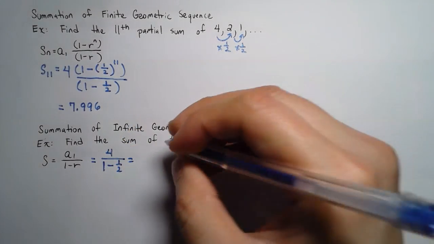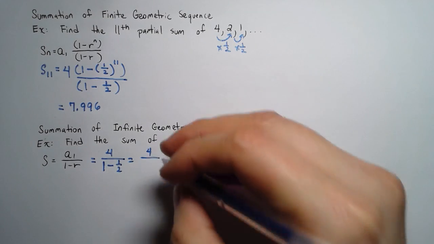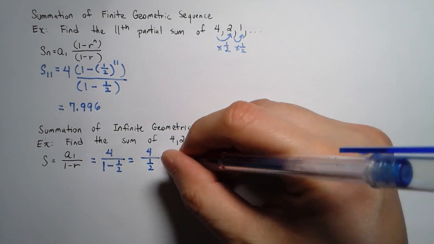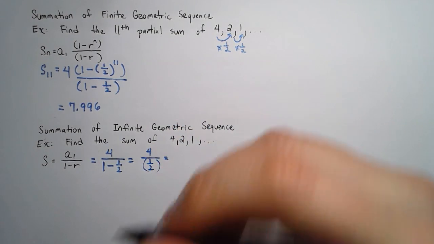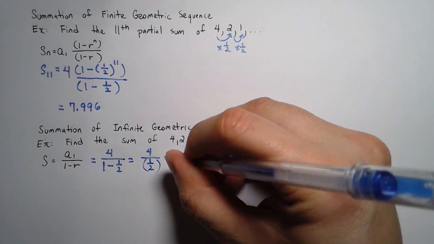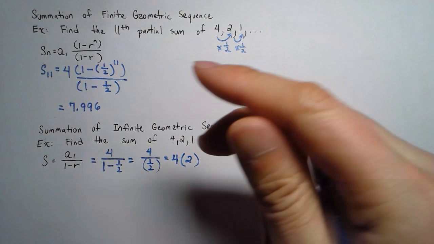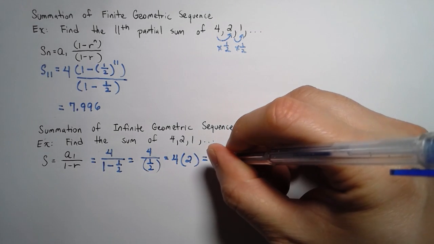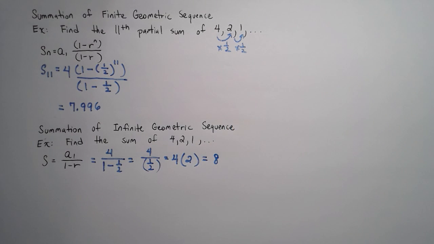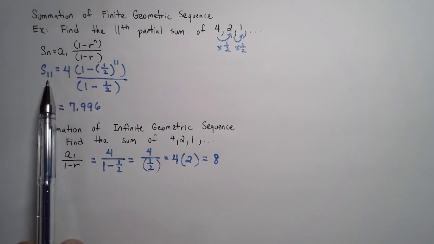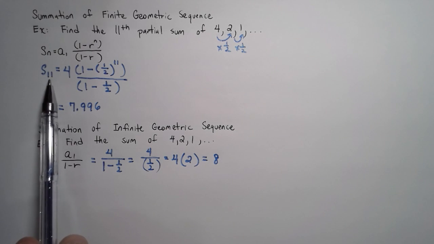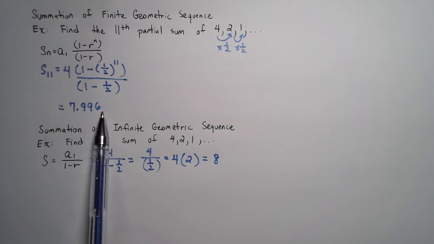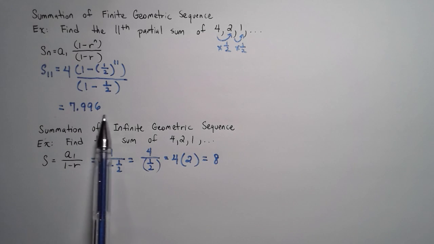And without a calculator, we know that 1 minus a half is half. And whenever you're dividing by a fraction, we know we're going to end up multiplying by the reciprocal. So if we do the reciprocal of half, that'll be 2, and the answer then is 8. So if we add up every single number in the sequence, the answer will be 8. And we can see that by adding the first 11 numbers of the pattern, we were already close to seeing that it's approaching 8.